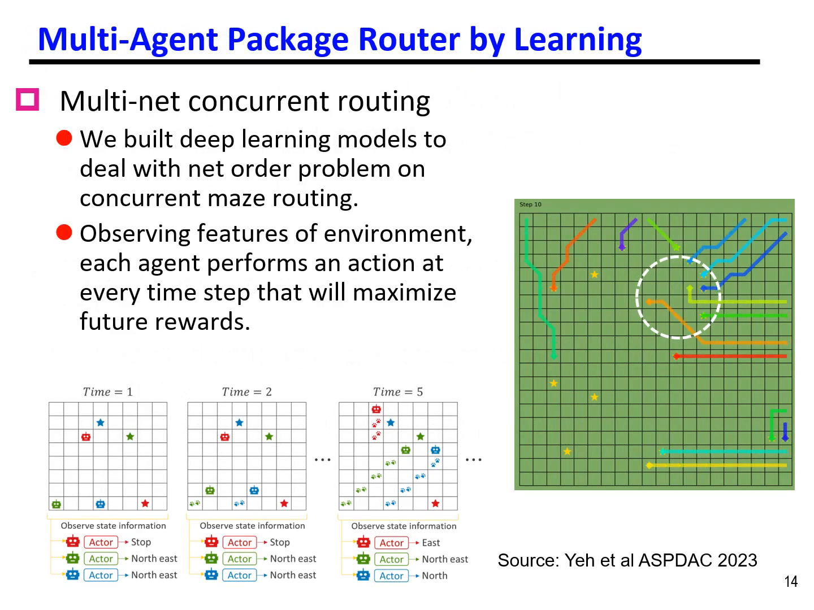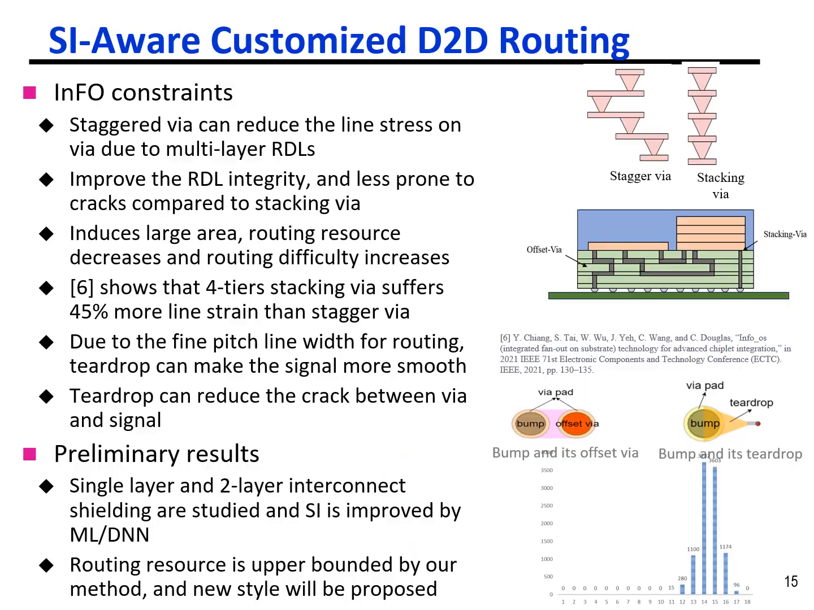So we presented this paper last year at the SPDAC. The basic idea is to try to use multi-agent for the concurrent routing on the package. And also for the InFO, we have some constraints, including the staggered via, so that it can reduce the risk from the stacking via, and also by using the teardrop to try to reduce the crack between the via and the signal.